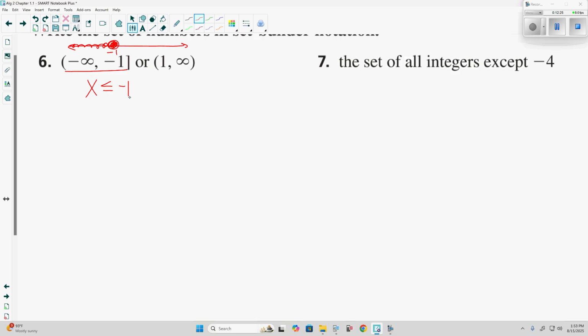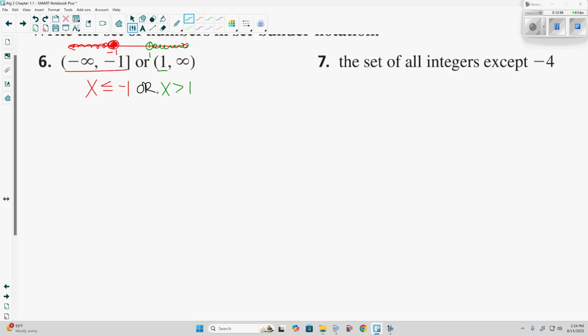Now our other statement. Here we're starting at 1 and going to the right. Is 1 included? No. So we're saying here that x is just greater than 1. Still need our or statement, because we're saying it's one or the other. One of them has to be true. Questions on this so far?